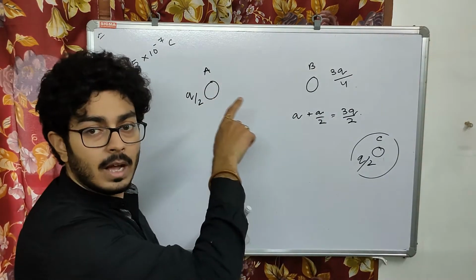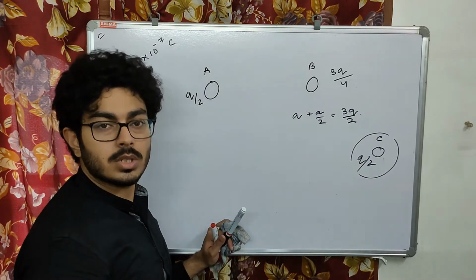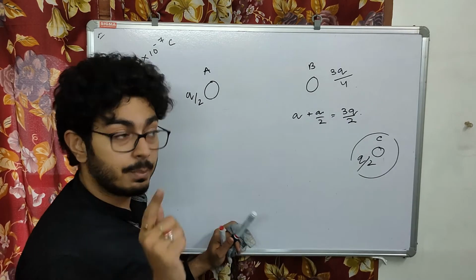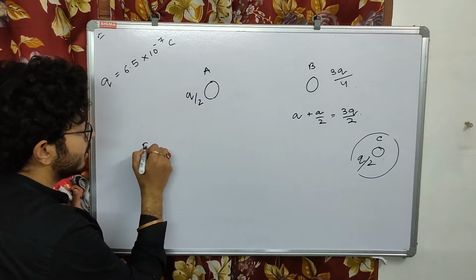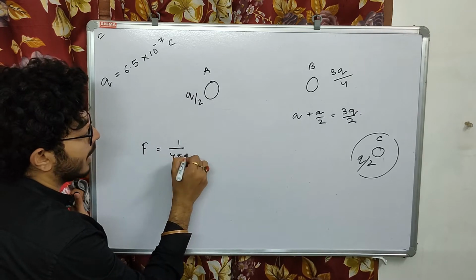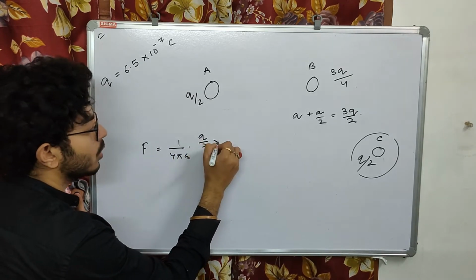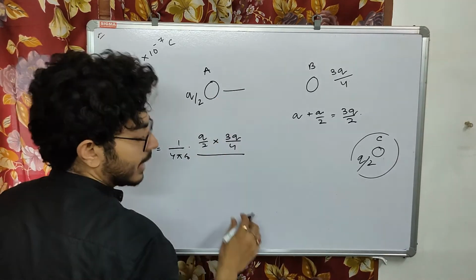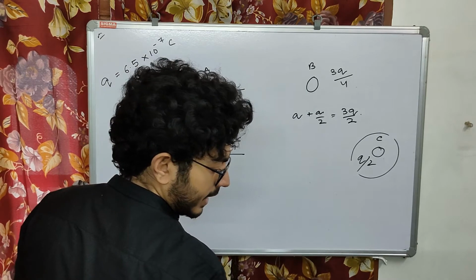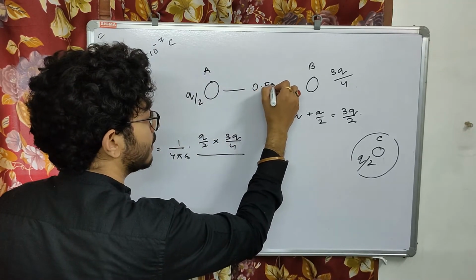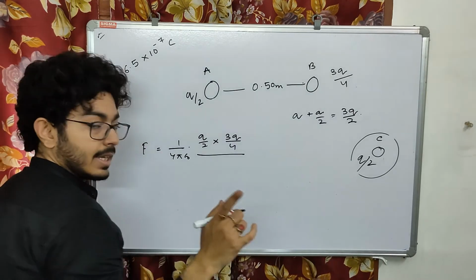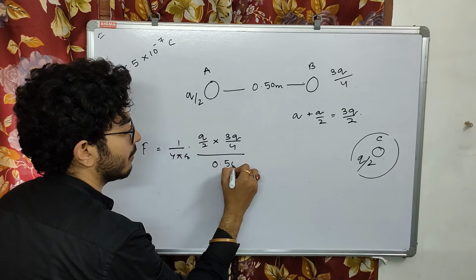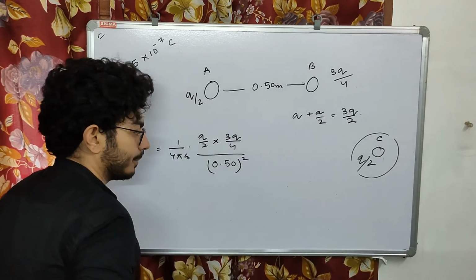Now this Q and this Q are both positive charges. So what is the force, attraction or repulsion? You say it will be repulsion, right? So F is equal to 1 by 4 pi epsilon into Q by 2 into 3Q by 4, divided by the distance between them. It is given as 50 centimeter, that means 0.50 meter. Always take SI units. So this becomes 0.50 meter, squared.